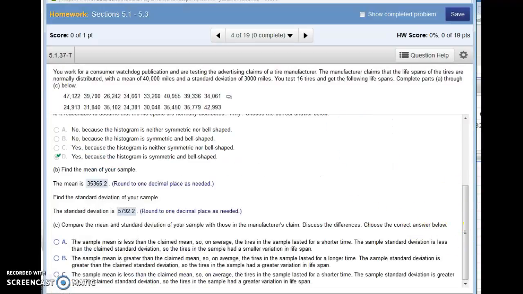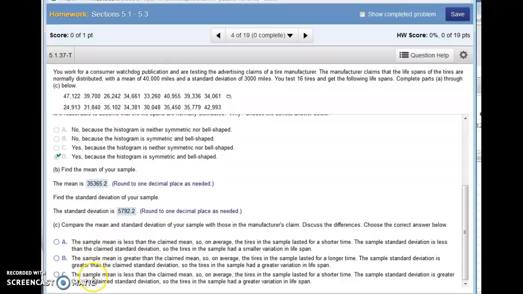Now, compare the mean and standard deviation of our sample with the manufacturer's claim. So the mean of ours was 35,365, and they got 40,000, and our standard deviation was much, much larger. So the sample mean is less. That's true. So that means they lasted a shorter time. The sample standard deviation is less. No, that one's not right.